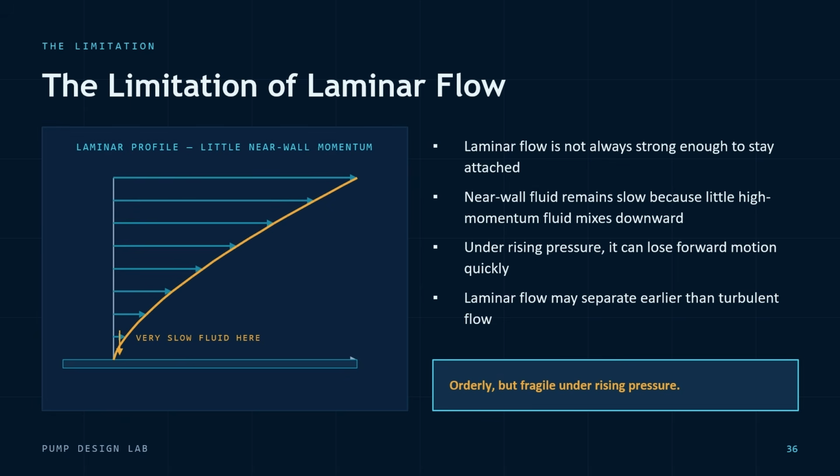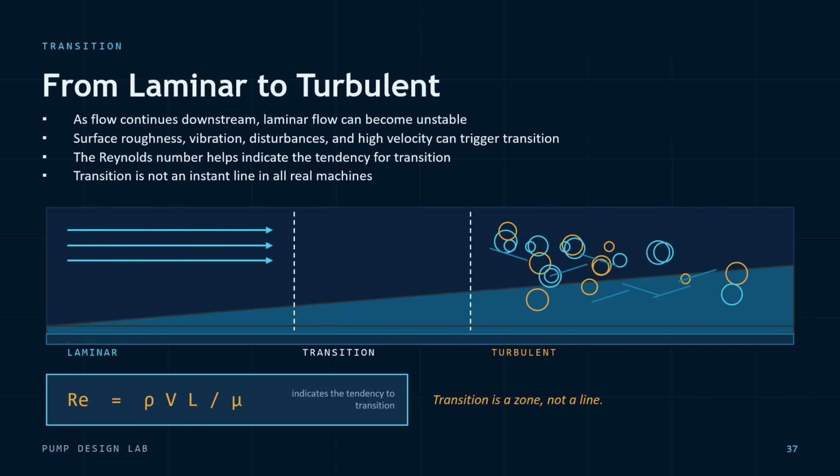Transition from laminar to turbulent. As the boundary layer grows, the smooth laminar pattern may become unstable. Small disturbances from roughness, vibration, upstream turbulence, or high velocity can grow instead of dying out. The flow then changes through a transition region and becomes turbulent. Reynolds number helps us judge whether inertia is strong enough compared with viscosity to encourage this change. That new state is the turbulent boundary layer.